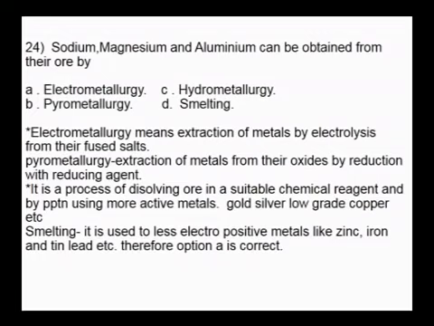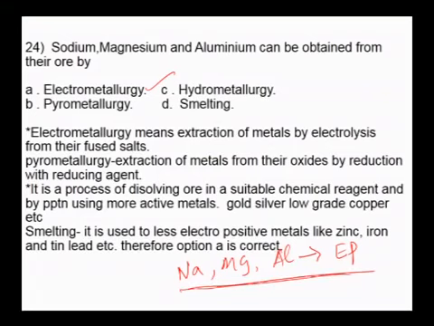So, therefore, metals are obtained from their ore by electrometallurgy. This is because sodium, magnesium and aluminum are strong electropositive metals. Generally, electropositive metals are obtained by electrometallurgy, using anode and cathode. Hence, the option is A.